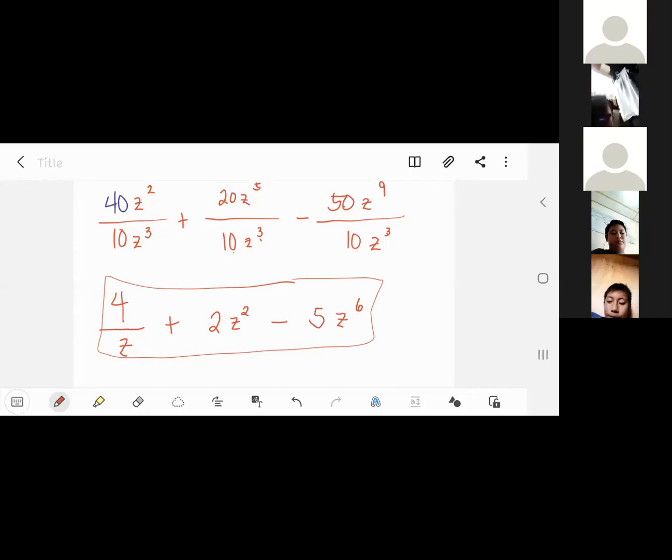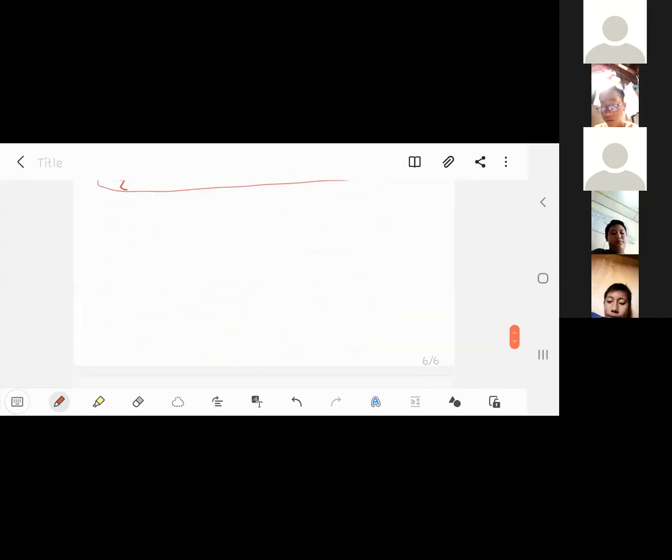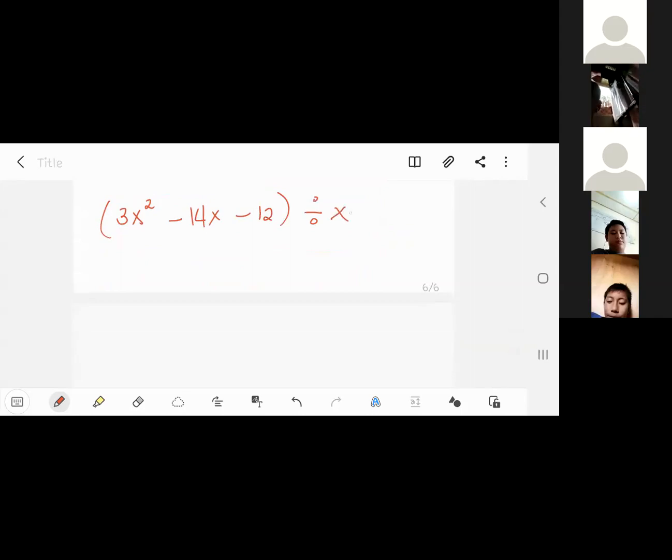Okay, let's proceed to the next subtopic. This is division of polynomials by another polynomial. Okay, let's have here for example. Determine the quotient of 3x squared minus 14x minus 12 divided by x minus 2.